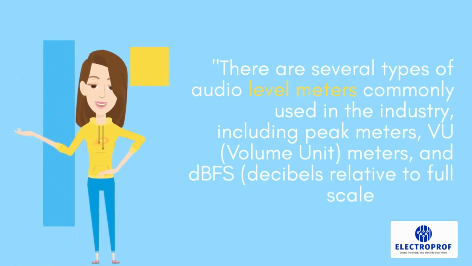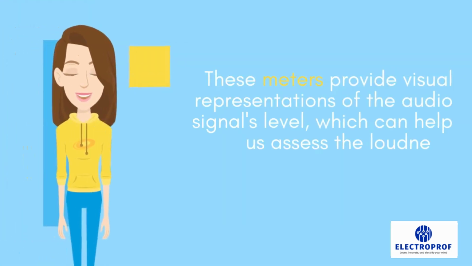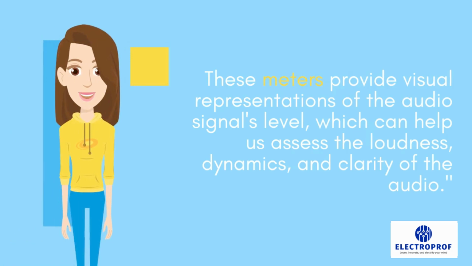There are several types of audio level meters commonly used in the industry, including peak meters, VU (volume unit) meters, and dBFS (decibels relative to full scale) meters. These meters provide visual representations of the audio signal's level, which can help us assess the loudness, dynamics, and clarity of the audio.